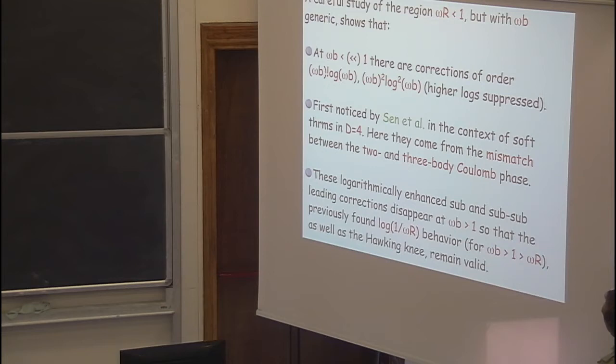And so we find that the corrections of order omega and of order omega square, which are the consequence of the sub and sub-sub leading corrections to the soft theorems, contain logs. One log here and two logs here. Higher logs are suppressed by powers of the scattering angle. And so for us they come from the mismatch between the two and three body Coulomb phase. Now, okay, these logs disappear when you go above omega b equal 1, so they don't affect the previous discussion, but they are very relevant in the region of very small omega.